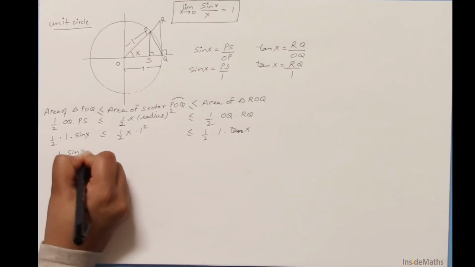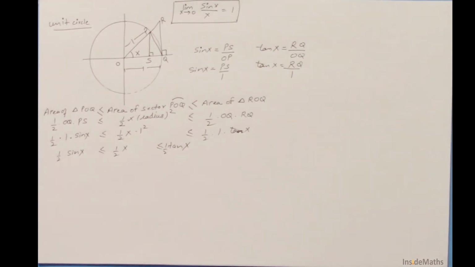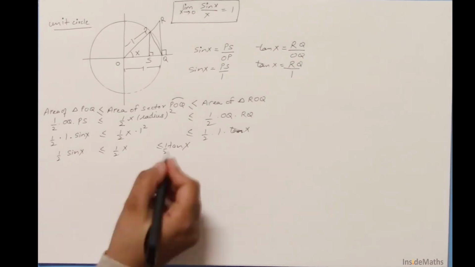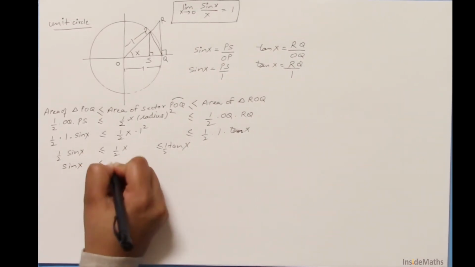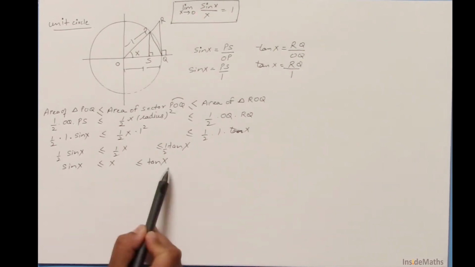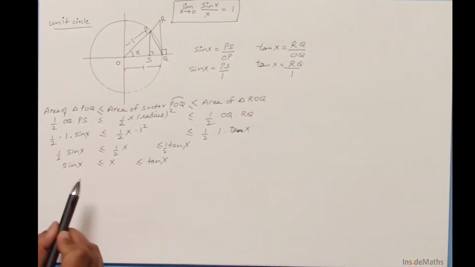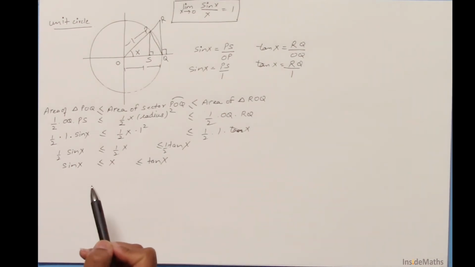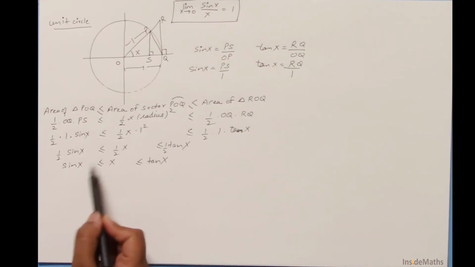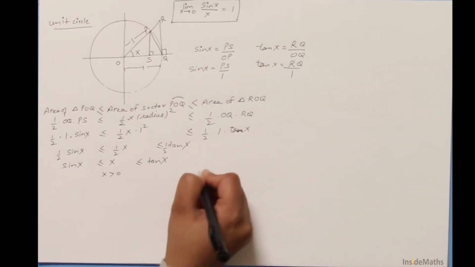Now I'll just solve this inequality. 1 by 2 sine x less than or equal to 1 by 2 x less than or equal to 1 by 2 into tan x. If I multiply this inequality by positive 2, it becomes sine x less than or equal to x less than or equal to tan x. Now I have to divide this inequality by sine x to make this function in the middle. As x is a variable, it can be positive or negative, and when I divide the inequality by a negative value, the inequality changes. So here I will split it into two parts.